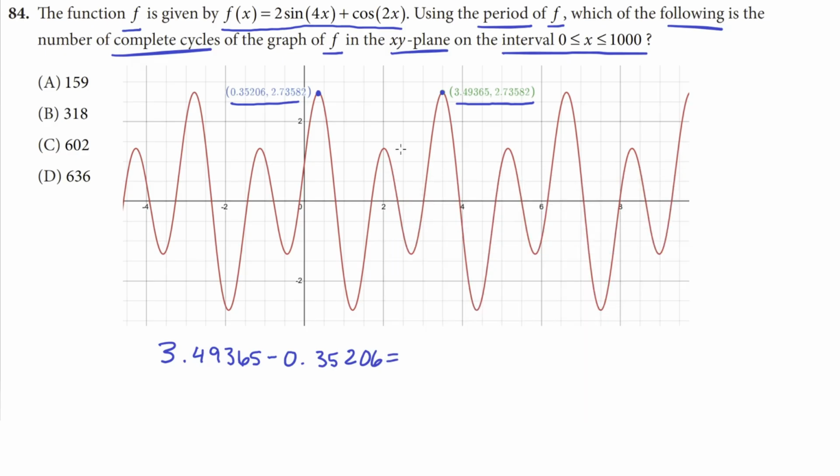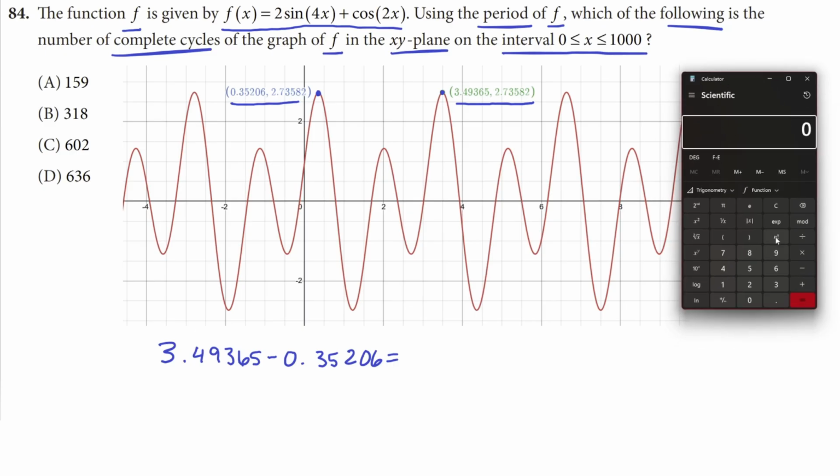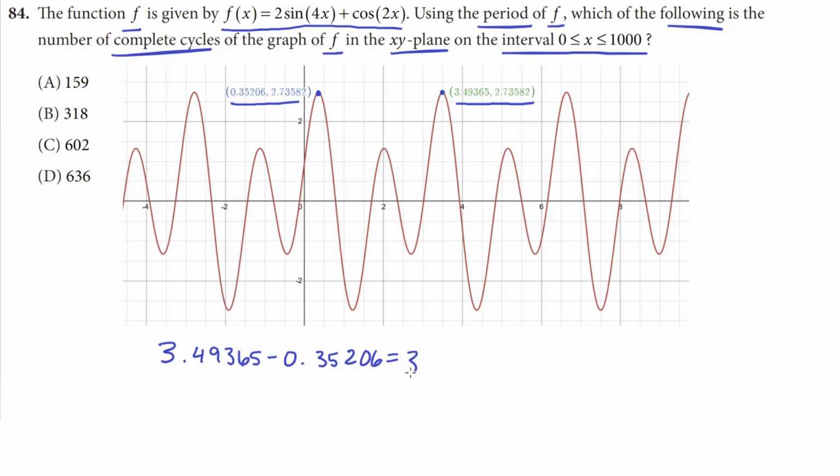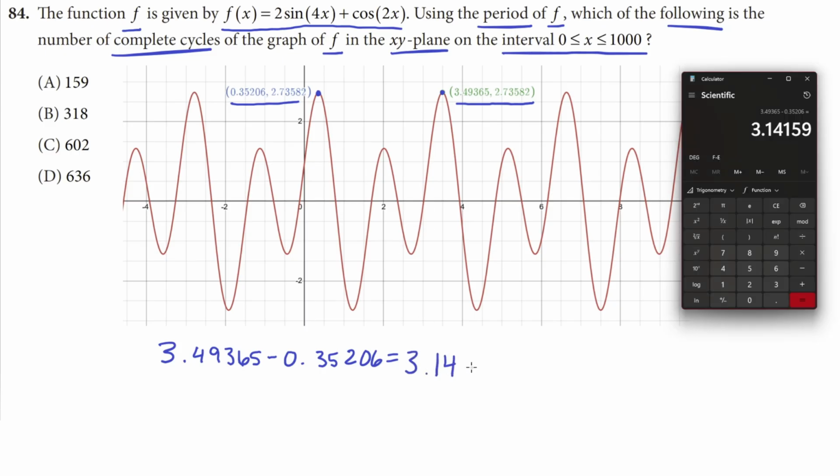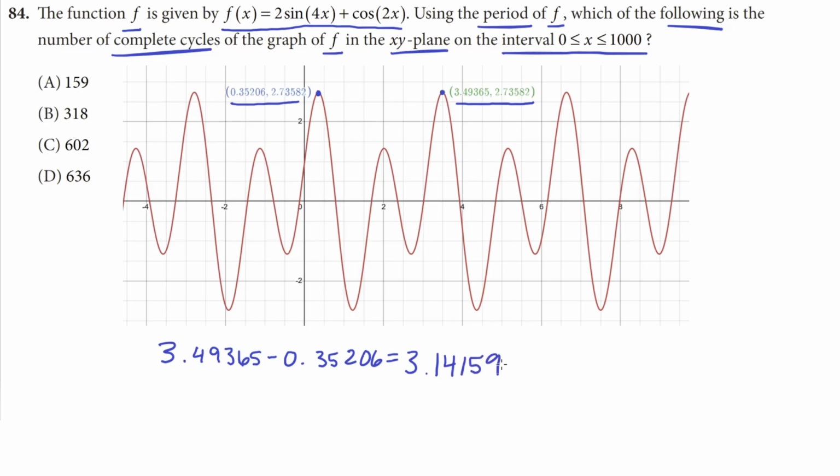So we can put that into our calculator. 3.49365 minus 0.35206 equals 3.14159. So it seems the period was pi. Okay, so this is the difference in the x values here, and that's the period for our graph.